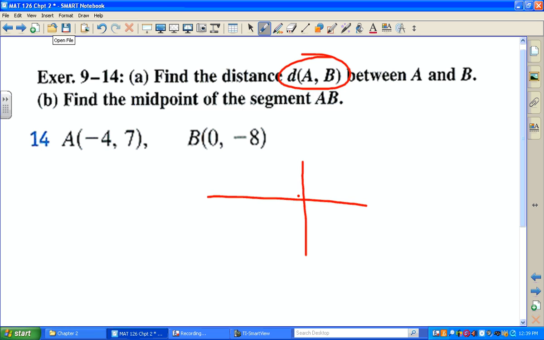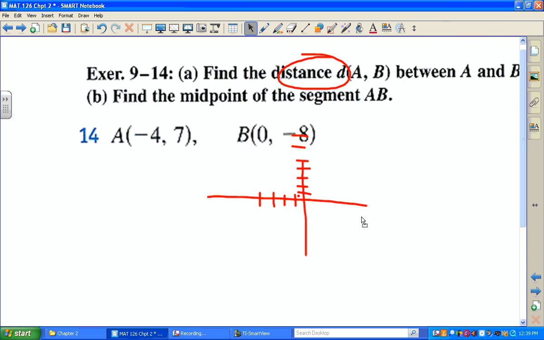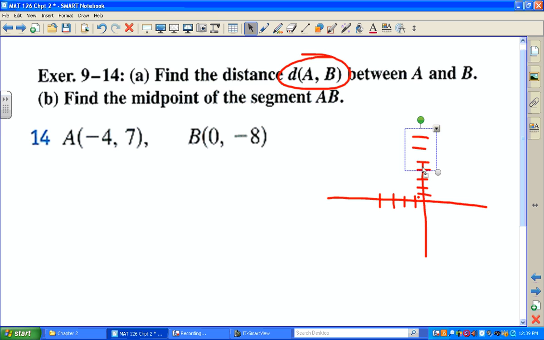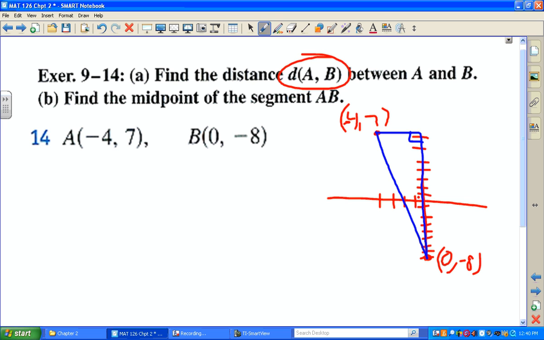I would do this first though. I'm going to move that. Wrong one. There we go. Now I do -4, 7. And 0, -8. Okay. So, something like this. This leg I have a distance of 4, and this leg I have a distance of 15, right? So, 16 plus 225 would be the distance from A to B.